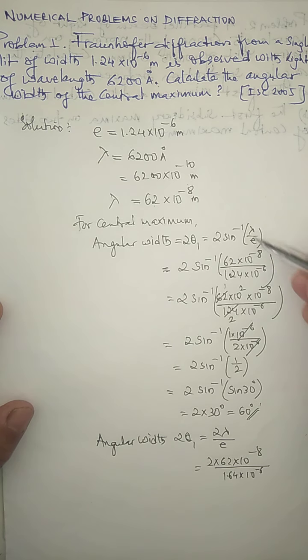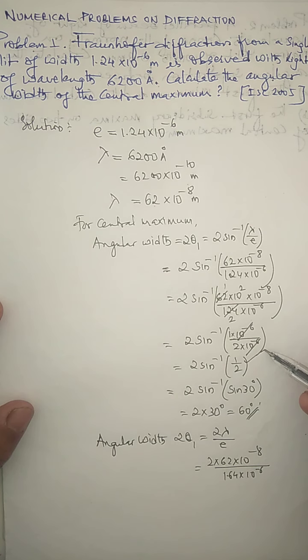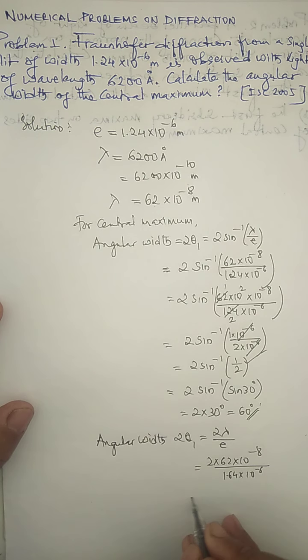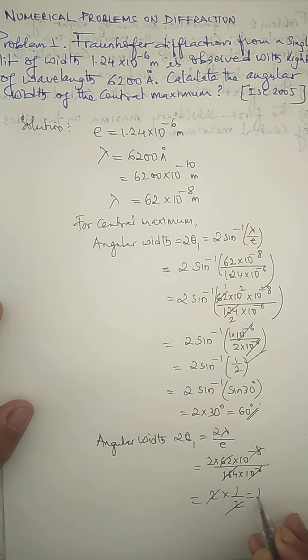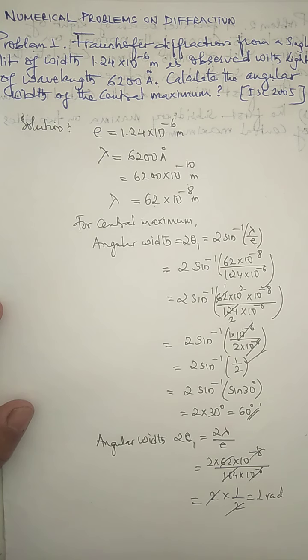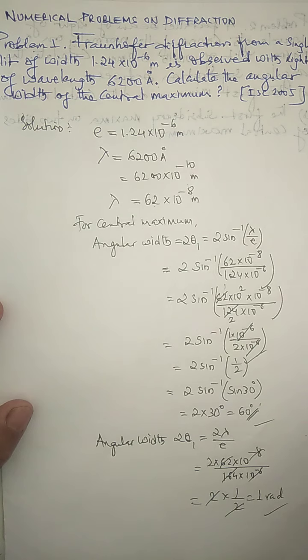Now this lambda by e value which we have calculated is 1 by 2, so I write directly 1 by 2. This is 2 into 1 by 2, and the 2s cancel out, giving 1, and the unit will be radian. So either the answer will be 60 degree or 1 radian. This is how we can calculate the angular width of the center maximum, and this is the explanation of problem number 1. Now let's do the next problem, problem number 2.